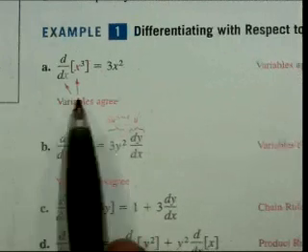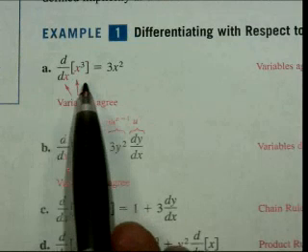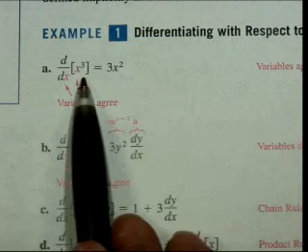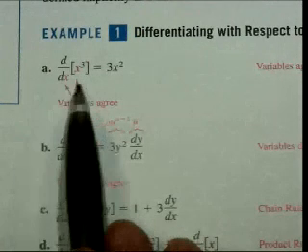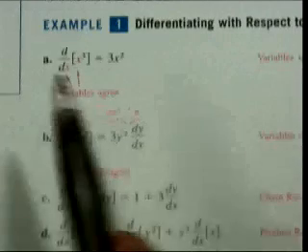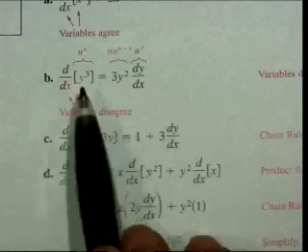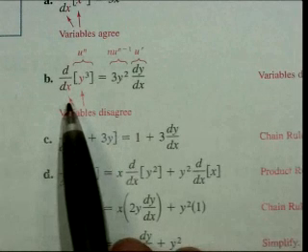Part A wouldn't take implicit differentiation because you're differentiating something with an x in it with respect to x. Your variables agree, so you don't have to use implicit differentiation. But in the B part, you're taking the derivative of y with respect to x. That's when you have to use implicit differentiation.